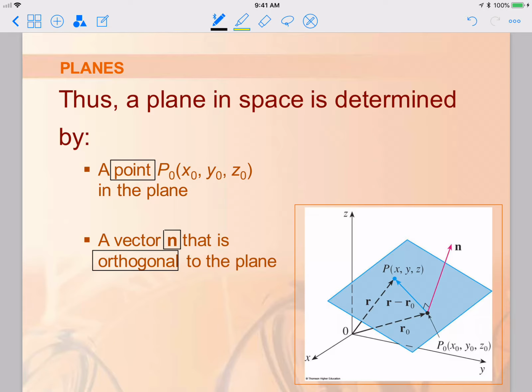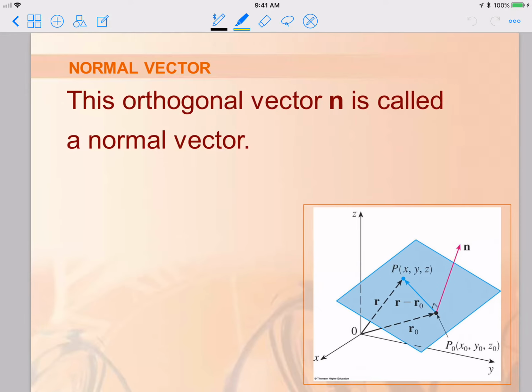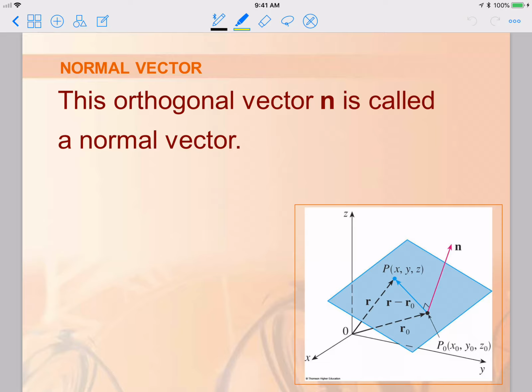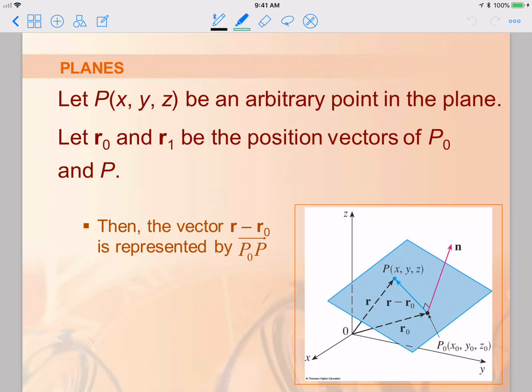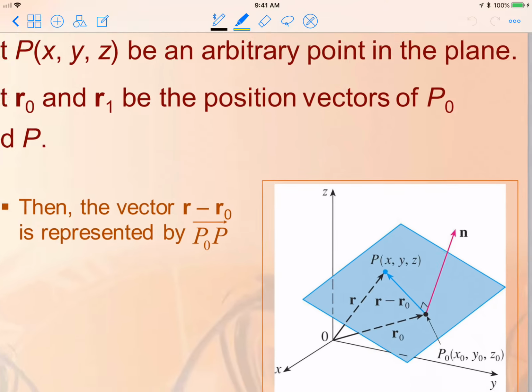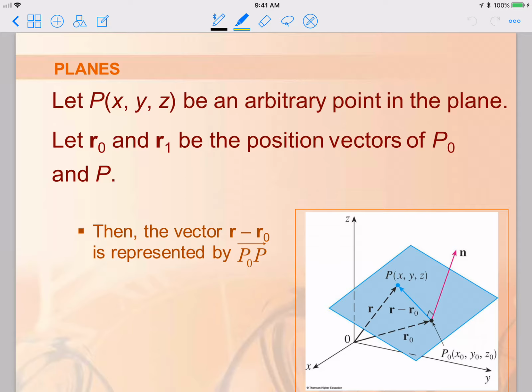Okay? So the idea, just looking at this picture here, is you've got a point in the plane, P. And now, if I know a vector that is orthogonal to the plane, I'm able to describe all of the points in the plane. This orthogonal vector n is called a normal vector. This picture is really helpful. It describes what's happening. P is just an arbitrary point in the plane.